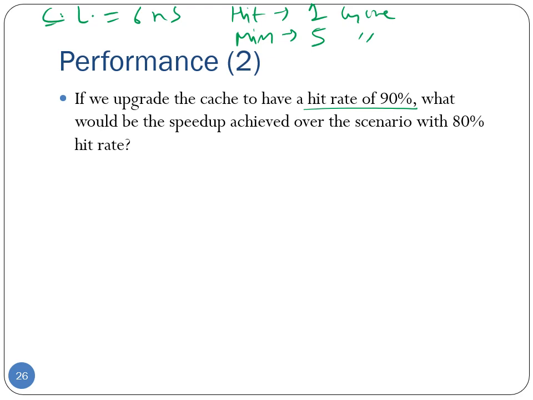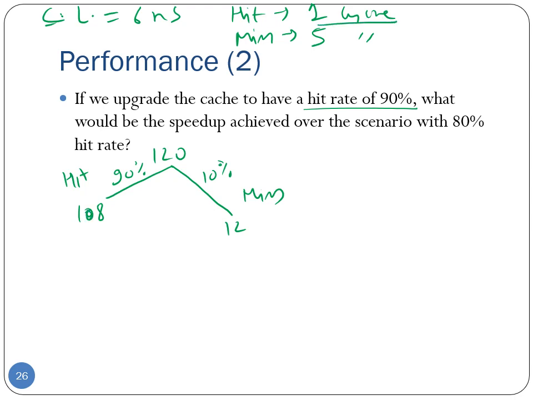Alright, so our program had 120 instructions. If the hit rate was 90%, then 90% of 120 is basically 108. So 108 instructions would hit in the cache, and the 10%, which is basically 12, will miss in the cache. These 108 instructions will take just 1 cycle to execute. So the time taken by these 108 instructions would be 108 multiplied by 1 cycles, and each cycle is 6 nanoseconds, so multiply this by 6. The time taken is basically 648 nanoseconds.